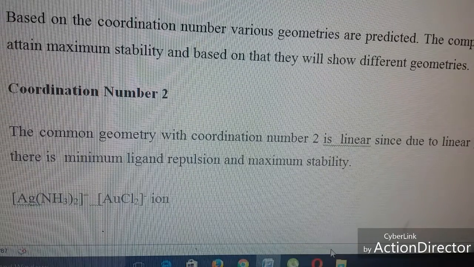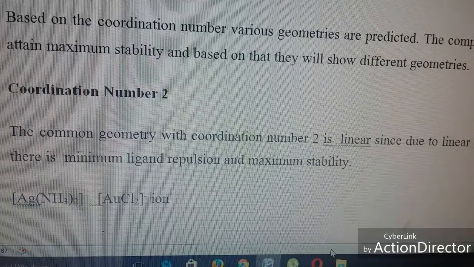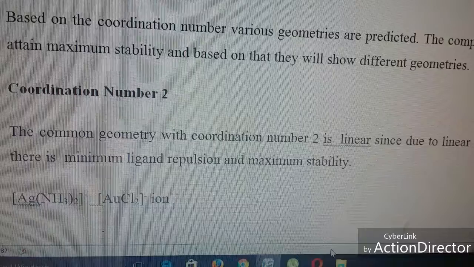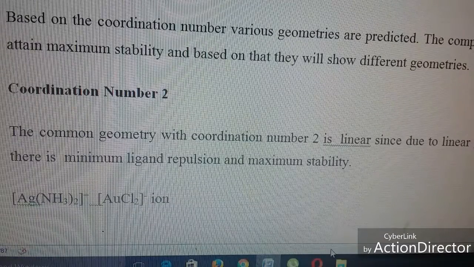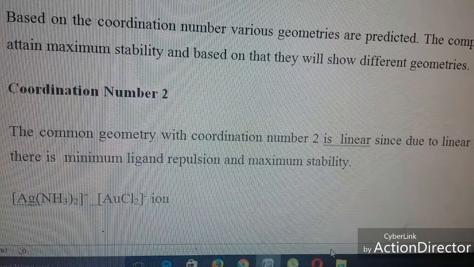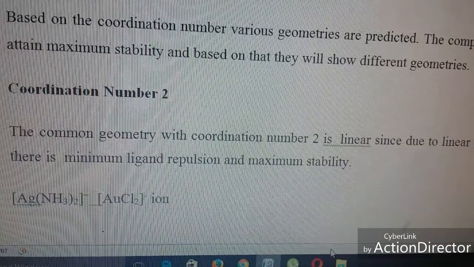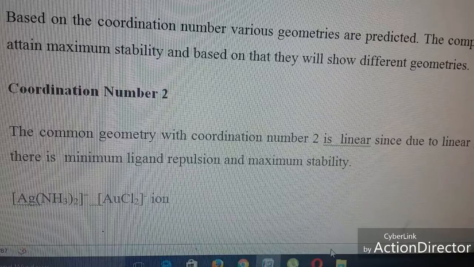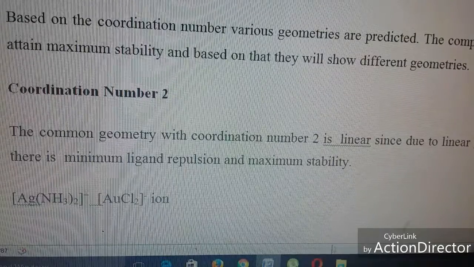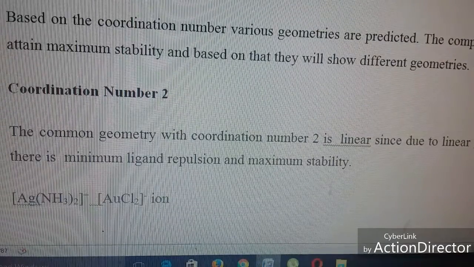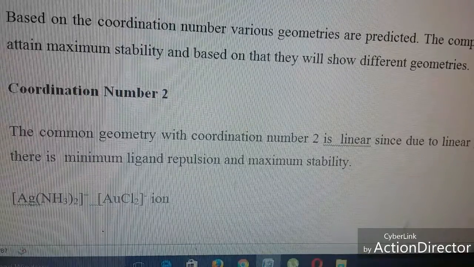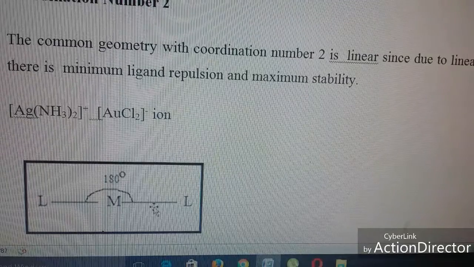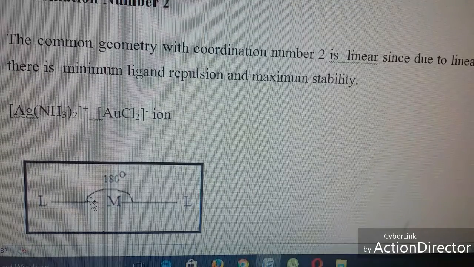Based on coordination number, complexes generally try to attain maximum stability, and they show different geometries based on different coordination numbers. For example, for 2, generally the geometry is linear, because in that case they will be far apart from each other and will have minimum repulsion, thus maximum stability. These are the complexes shown here, which will be showing linear geometry having a bond angle of 180 degrees.